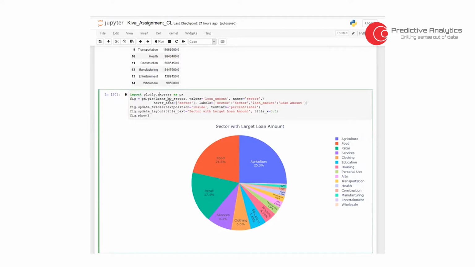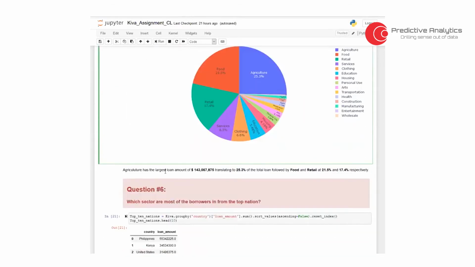And then I gave it the amount, and I did a bit of reading, and I found that you have to update this using traces to make some changes. And also the layout, so that it shows like this. The pie chart automatically shows you in graphs, and from here you can easily see that agriculture has the largest loan amount of 143 million, translating to 25%, followed by food and retail at 21 and 17% respectively. So basically it shows, in terms of percentages, the entire loan.